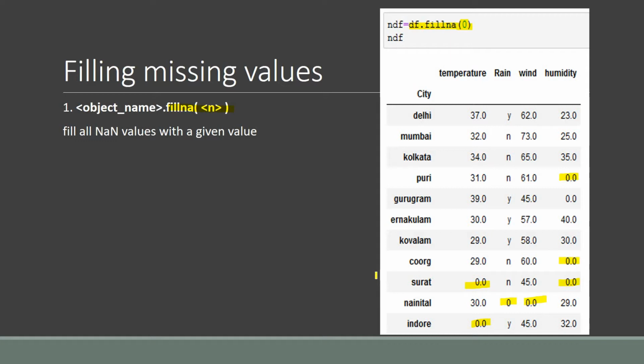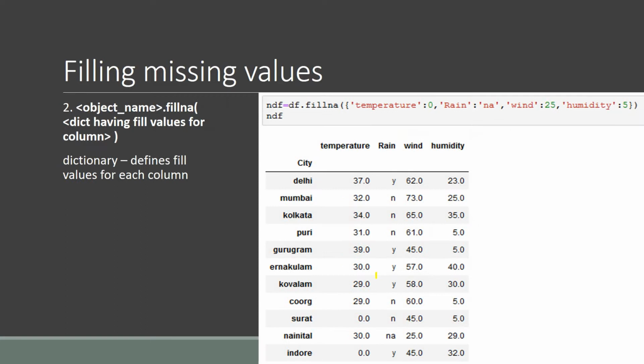Now what if I don't want to fill every column or every missing value with the same value? In rain I am not having any 0 value, I am having either yes or no. So if I want to change the values, we have the next option, with a dictionary. Here we are providing the dictionary for every column to fill the particular values.